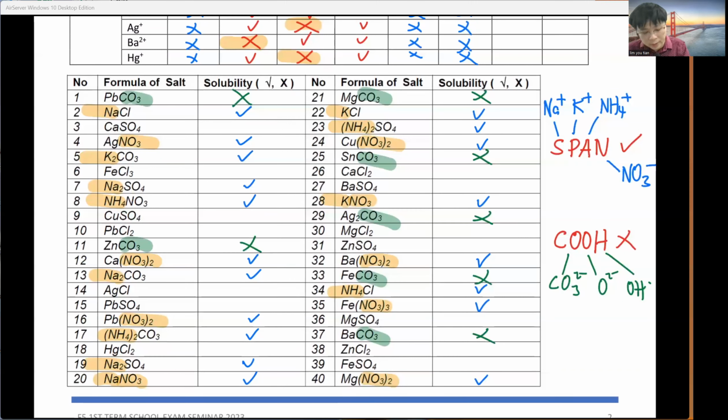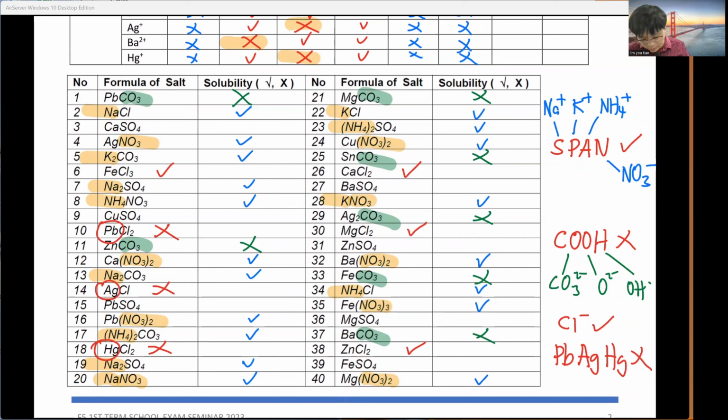Okay, now the remaining will be who? The remaining will be these 2, chloride and sulfate. So for chloride, all soluble except silver and lead, not soluble. So we check all the chloride. This one soluble, not silver and lead. This one cannot. Then this one cannot. Then after that, calcium can, magnesium can. Who else is correct? Zinc chloride is okay.